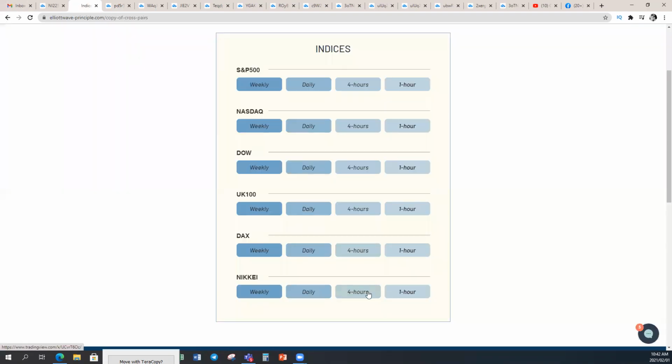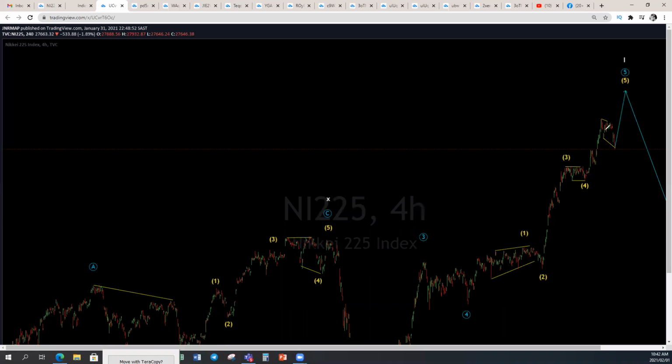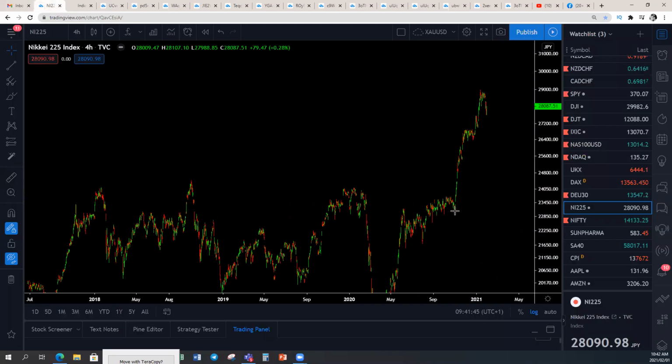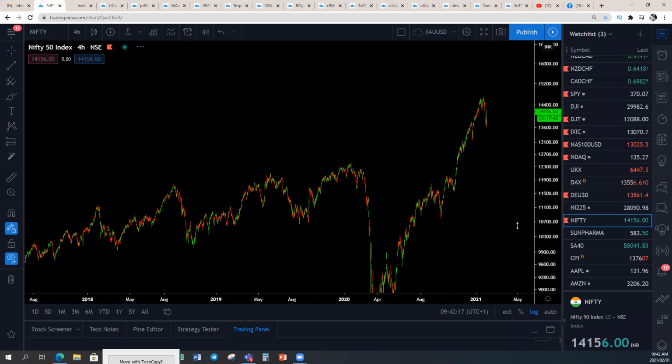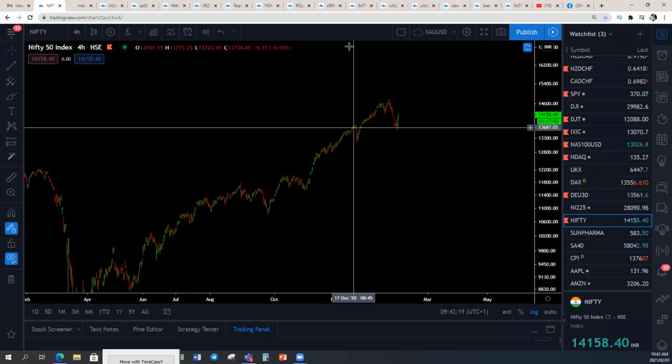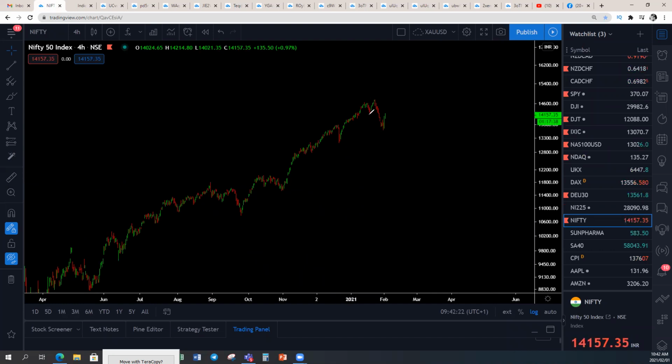And the Nikkei four hour, also making a pullback in what looks like this internal wave 5 to complete this 5 waves to the upside. That is the Nikkei. And lastly, Nifty, which is not listed on our side, but we'll look at it. So the Nifty has made a pullback already. It looks like it is also already resuming a move to the upside. All right, so that's what we have on the Nifty.